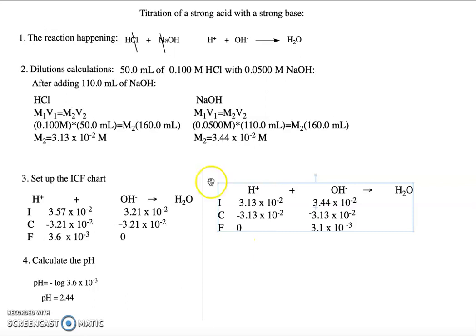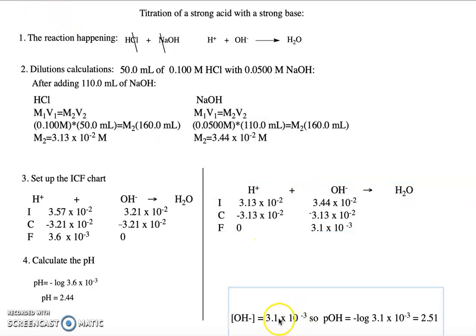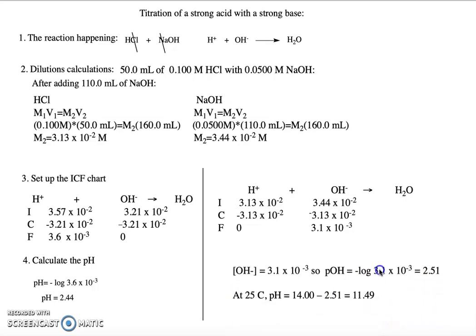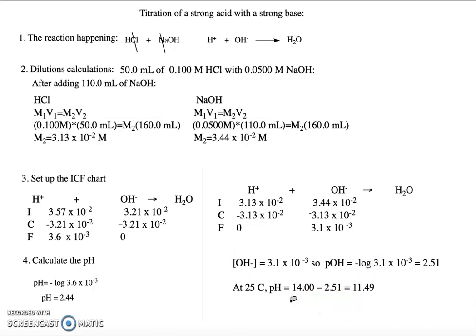We find the pOH first. OH minus equals 3.1 times 10 to the negative third. So pOH equals the negative log of that, which is 2.51. And because we're assuming we're at 25 degrees, pH equals 14.00 minus 2.51, or 11.49.